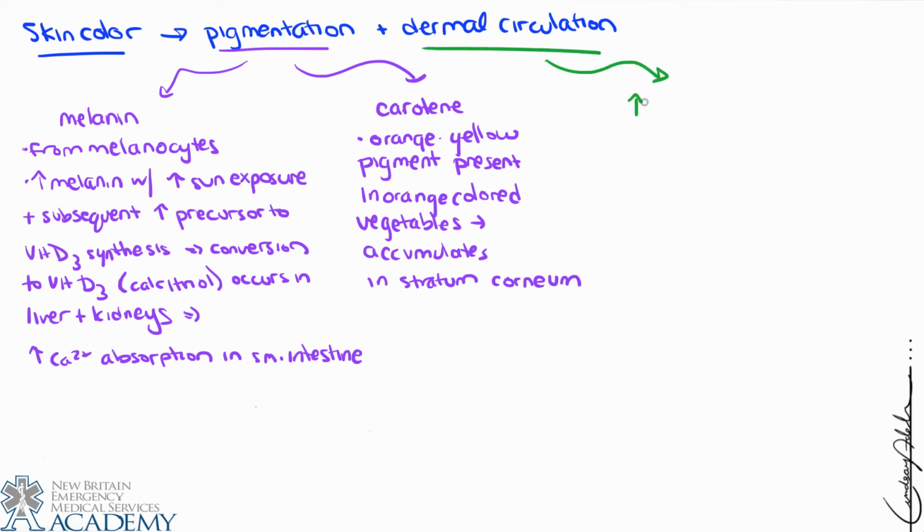The other factor that contributes to skin coloring is dermal circulation. And so basically, since we know that the blood vessels are in the dermal layer, if there's an increase in blood flow to the dermal layer, we get vasodilation and a reddening of the skin. So this could happen as a result of being in hot temperatures. The blood vessels dilate and become closer to the surface of the skin, so the skin appears flushed.